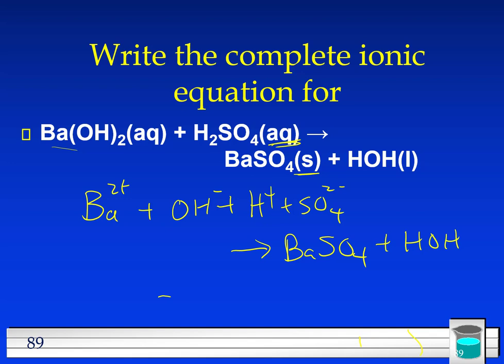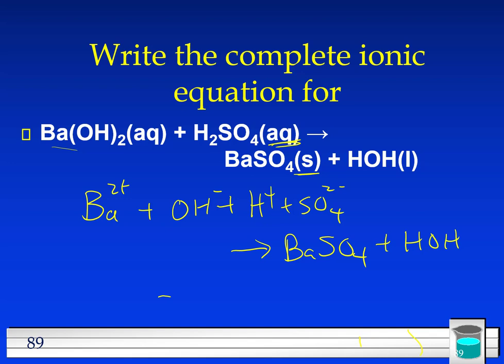If I add more sulfuric acid, more H2SO4, I get the light bulb to come back on, because now I got extra H plus and SO4 2 minus because I added more of this. If I add a little bit of barium hydroxide back, I can turn it back off, so the light bulb goes off when I've added equal amounts of barium hydroxide and H2SO4.